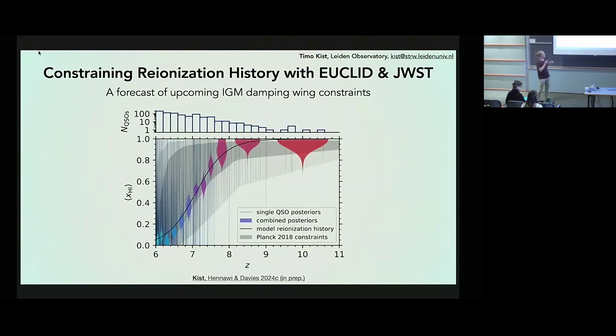So if we now put everything, all the combined constraints, onto this plot, you can see that we can expect very exciting constraints on reionization thanks to JWST and Euclid in the coming years.